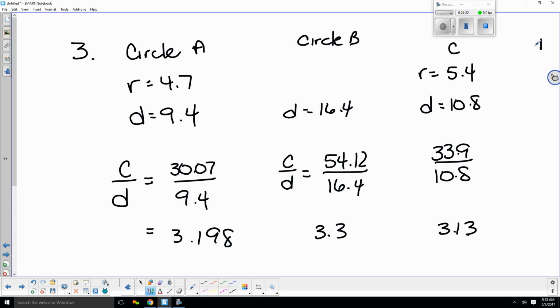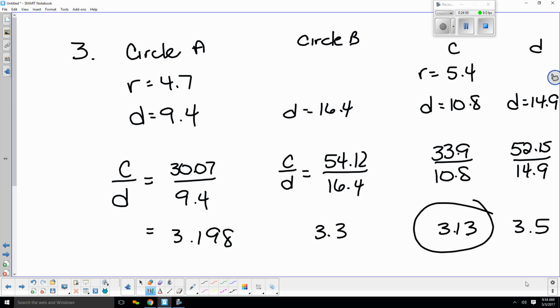And then circle D, the diameter was 14.9. My circumference is 52.15, and I'm going to divide by 14.9. Somebody do the math. 3.5. So which one gave me the closest to my value of pi? C. That one you had to do all that work to come up with.